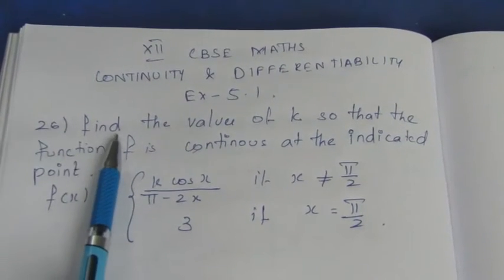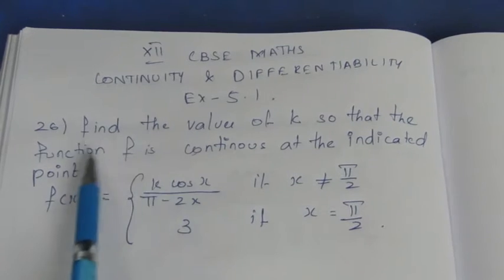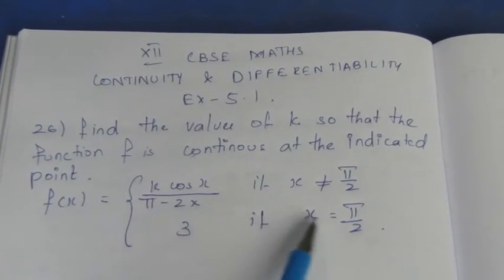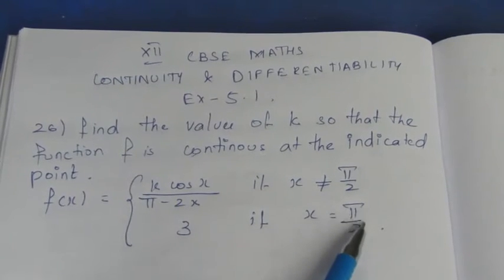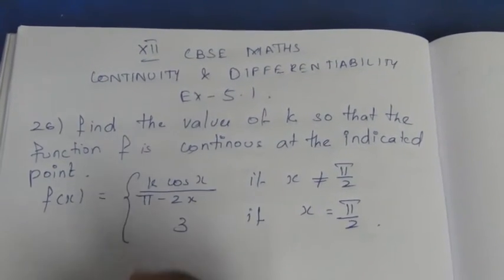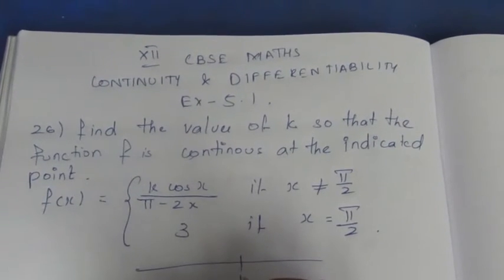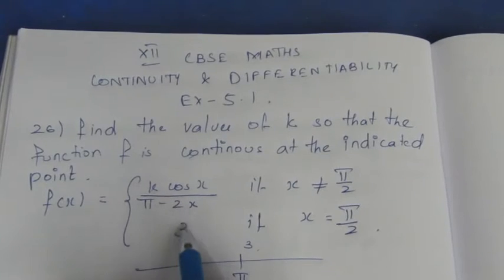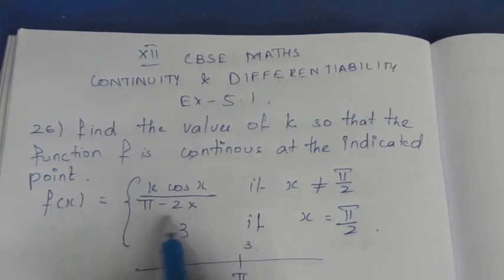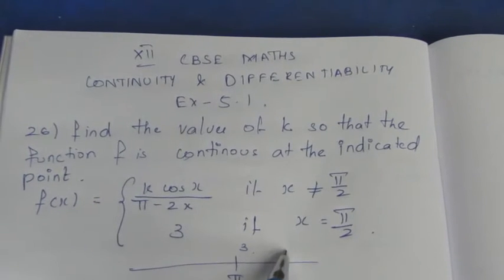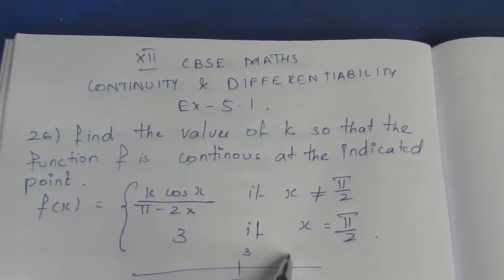26. Let's see the question. Find the values of k so that the function f is continuous at the indicated points. We are going to check whether it is continuous at x equal to pi by 2. Here we know that at pi by 2 it is 3. Other than pi by 2, f of x will be k cos x by pi minus 2x. Even this side it will be k cos x by pi minus 2x.